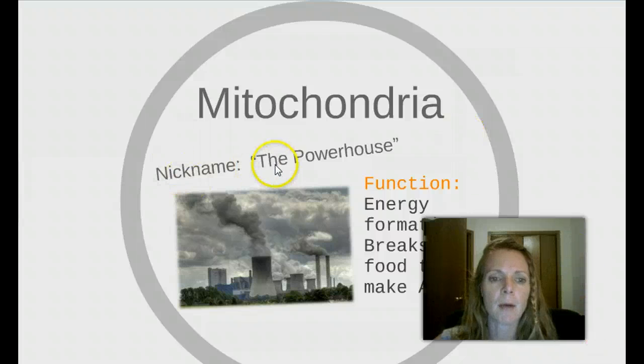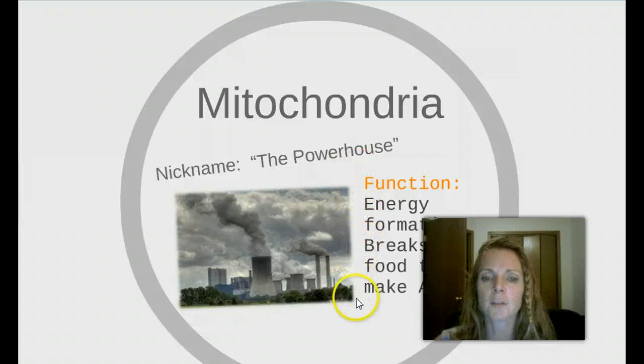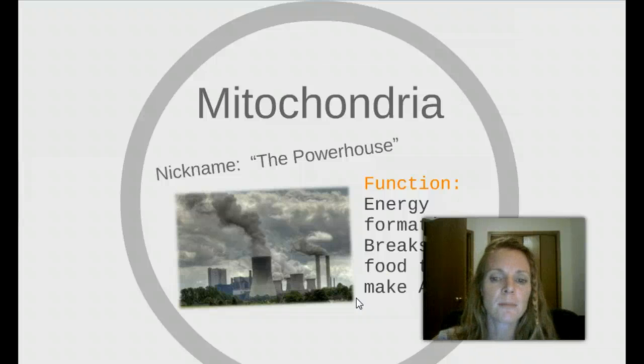So, mitochondria, nicknamed the powerhouse. So look at these nuclear power plants. The function, energy formation, breaks down food to make ATP. So last section in photosynthesis, we talked a lot about ATP. And remember we talked about how we produce ATP, found in the mitochondria. Okay, so that's the powerhouse.